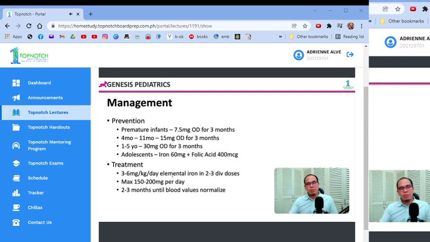The treatment is to give 3 to 6 milligram per kilogram per day of elemental iron in 2 to 3 divided doses. But again, there are some studies showing that once daily dosing is more effective. Okay, the maximum adult dose is 150 to 200 milligram per day, and we usually treat it for 2 to 3 months until your blood values have normalized.